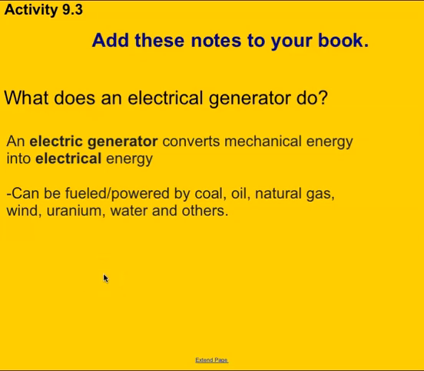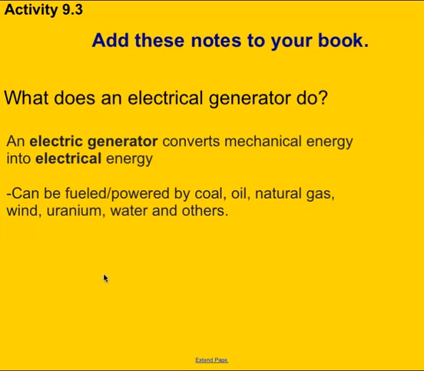Go ahead and type this in. And if I talk too fast, just pause the video. What does an electrical generator do? One, an electrical generator converts mechanical energy into electrical energy. So it might have been the steam spinning the turbine, which is connected to a shaft, which goes into the generator, which spins it. In the video you saw, it was a person turning it. It could be wind for a wind turbine.